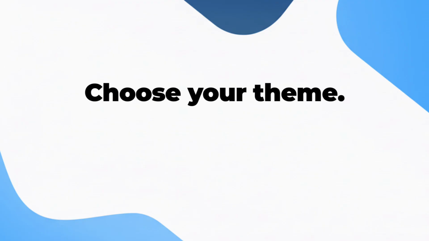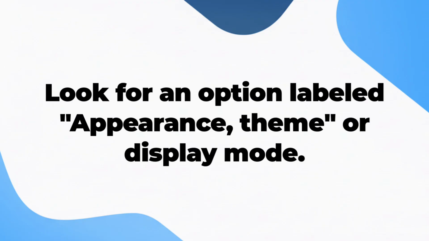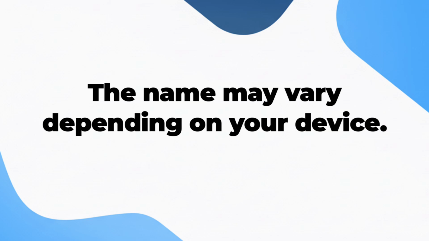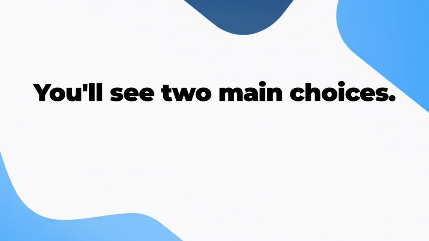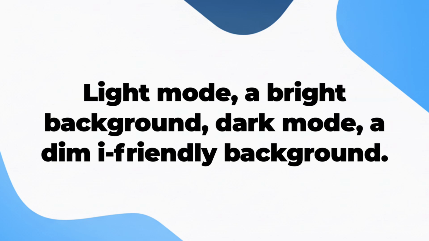Step 2. Choose your theme. Look for an option labeled Appearance, Theme, or Display Mode. The name may vary depending on your device. You'll see two main choices: Light Mode, a bright background; Dark Mode, a dim, eye-friendly background.